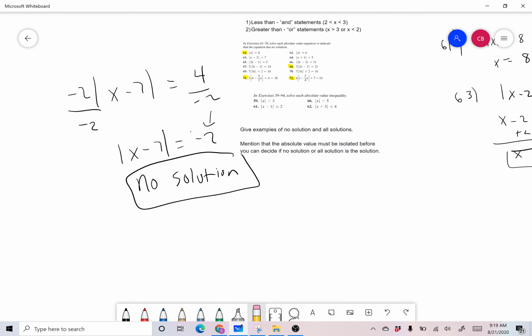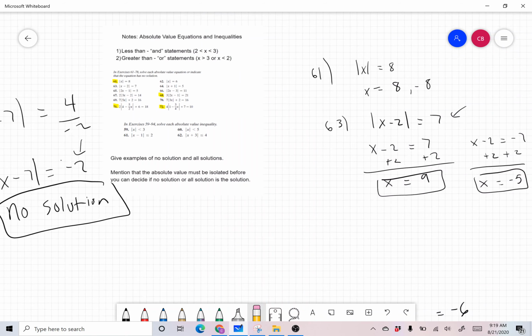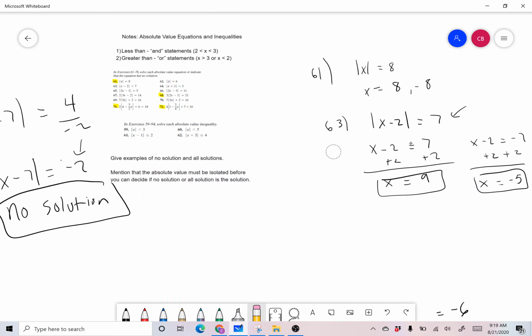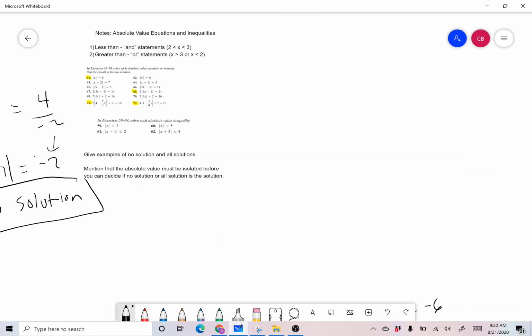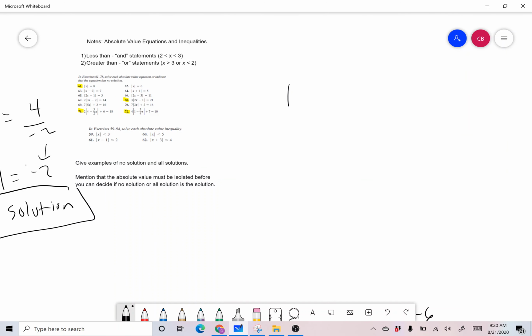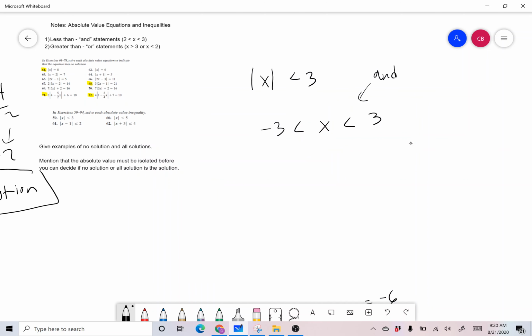Let's look at some absolute value inequalities. There are some tricks to this. If you look at the top, it says less than, greater than. The way I remember less than and greater than is I say great-or and less-than. So great-or means it's an or statement, and less-than means it's an and statement. And so we have the absolute value of x is less than 3. So this is a less than, and what happens is we go negative 3 is less than x is less than 3 in this case. Okay, so and statements look more like this.